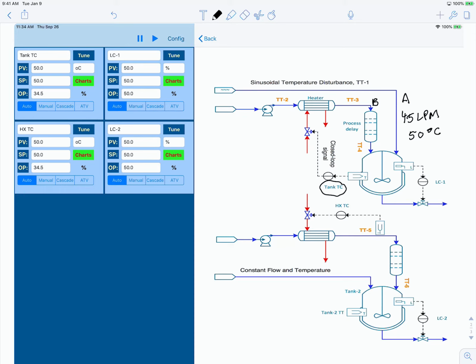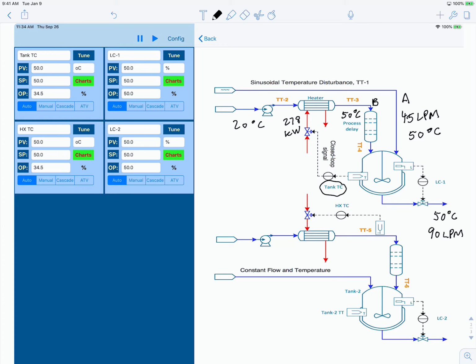The heated stream comes in at 20 degrees centigrade and is heated by a heater that's capable of delivering 278 kilowatts of power. It's heated up to 50 degrees, and it has the same rate of 45 liters per minute as stream A. So both of the streams then are mixed at 50 degrees and therefore produce an output stream from the tank also at 50 degrees centigrade. And that, of course, has a rate of 90 liters per minute.